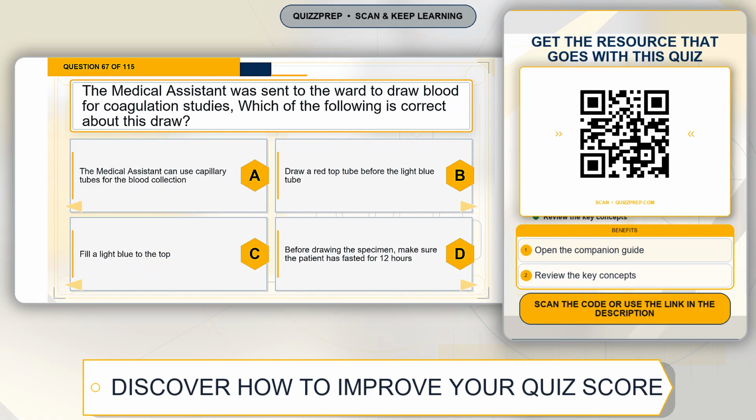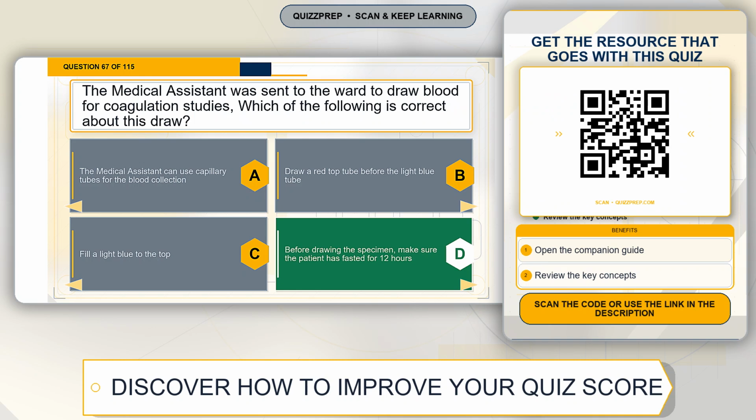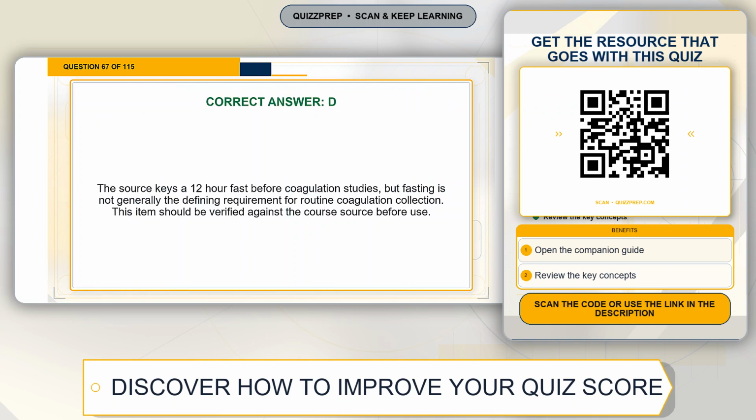transport. Question 67. The medical assistant was sent to the ward to draw blood for coagulation studies. Which of the following is correct about this draw? Option A, the medical assistant can use capillary tubes for the blood collection. Option B, draw a red top tube before the light blue tube. Option C, fill a light blue to the top. Option D, before drawing the specimen, make sure the patient has fasted for 12 hours. The correct answer is option D, before drawing the specimen, make sure the patient has fasted for 12 hours. Explanation. The source keys a 12-hour fast before coagulation studies, but fasting is not generally the defining requirement for routine coagulation collection. This item should be verified against the course source before use.